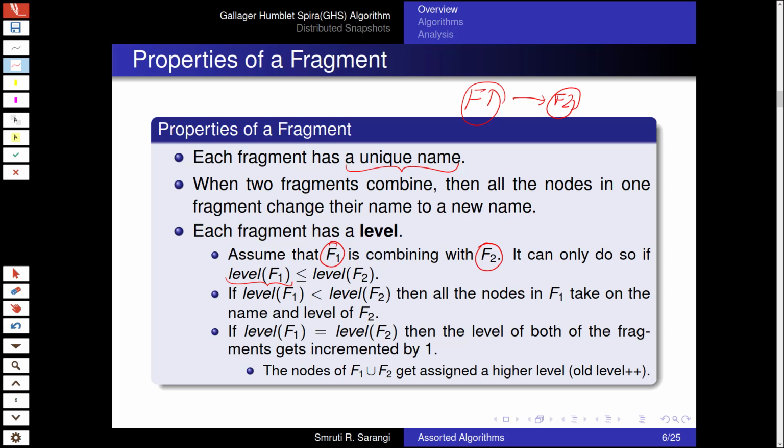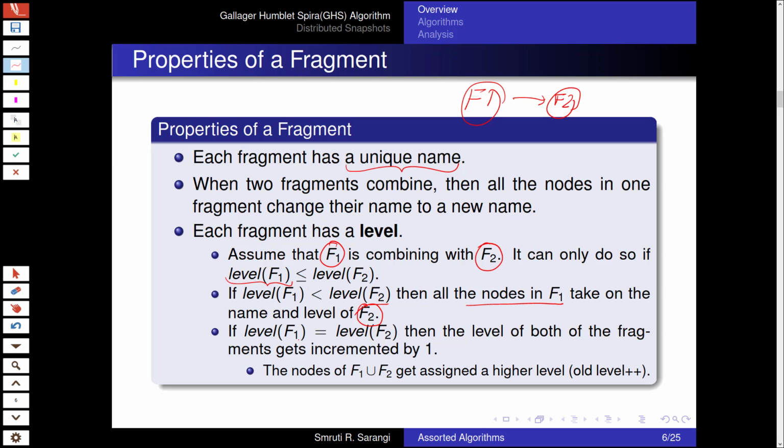If level of F1 is less than level of F2, then all the nodes in F1 take on the name and level of F2. Which basically means if a smaller company joins a big company like a multinational, all the nodes in the smaller company F1 will take on both the name and the level. Every fragment has a name and a level, and the level is somewhat indicative of its size. So F1 loses its identity, and the nodes of F1 take on the name and level of nodes in F2.